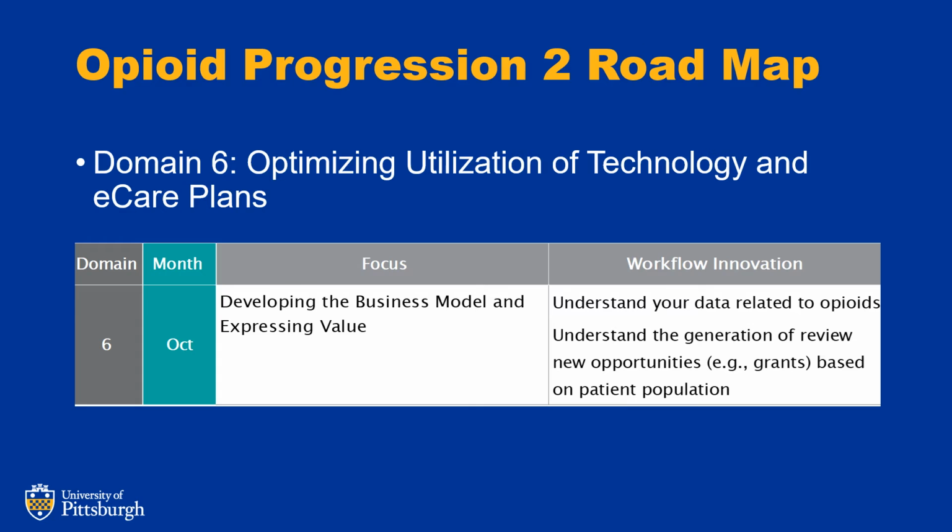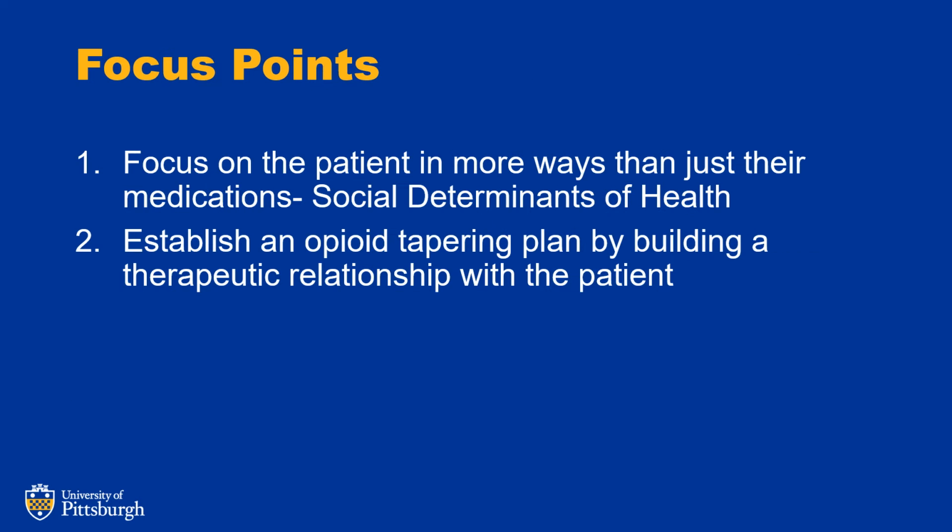We want to better understand the data we are generating through these patient encounters so we can find opportunities to target various patient populations. I was able to condense the change package down into two major focus points, and we'll dive into each one in greater detail, but let's start with number 1, which focuses on the importance of looking at a patient's whole picture, giving particular consideration to the social determinants of health that influence opioid choices.